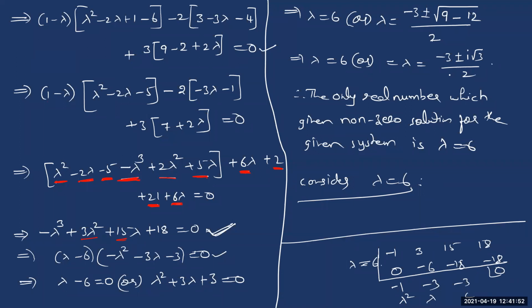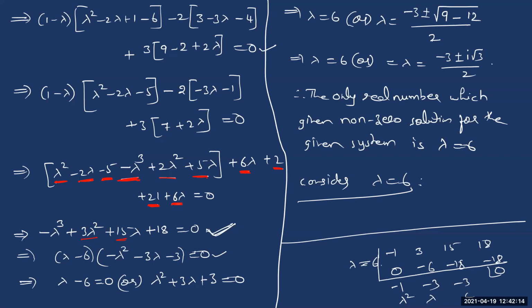In fact, you got two other values, but those two values of lambda give you complex numbers. So that's how you are saying the only real number which gives a non-zero solution to the given system is lambda is equal to 6. So this is the first half of your solution. Now let us take the value of lambda as 6 and find out the solution.